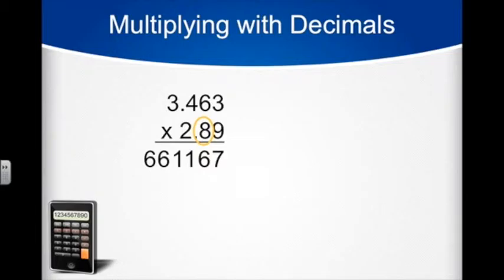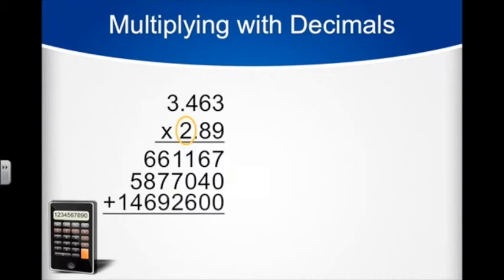Since the 8 is in the second column, we will put a 0 in the first column as a placeholder, then do the multiplication to get 27704. Finally, we multiply 3463 by 2, putting zeros as placeholders in the first two columns, then do the multiplication to get 6926 with the two zeros as placeholders at the end.